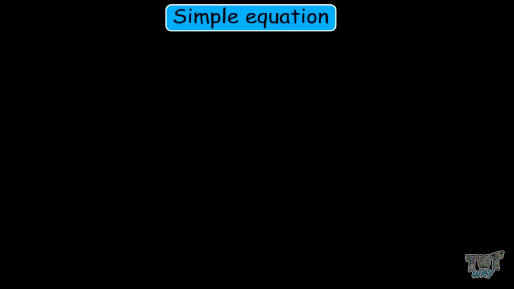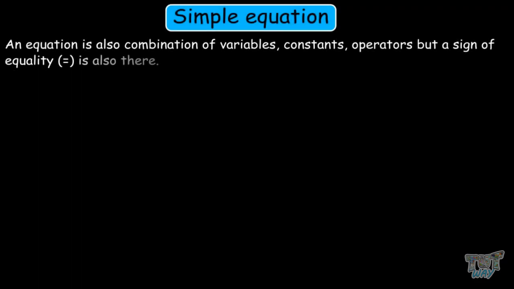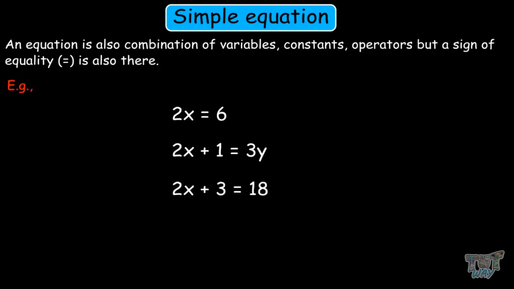Now, what is an equation? An equation is also a combination of variables, constants, and operators, but an equals to sign is also there. For example, 2x equals 6. 2x plus 1 equals 3y. 2x plus 3 equals 18. So, the sign of equality is always there in an equation, in contrast to an expression.